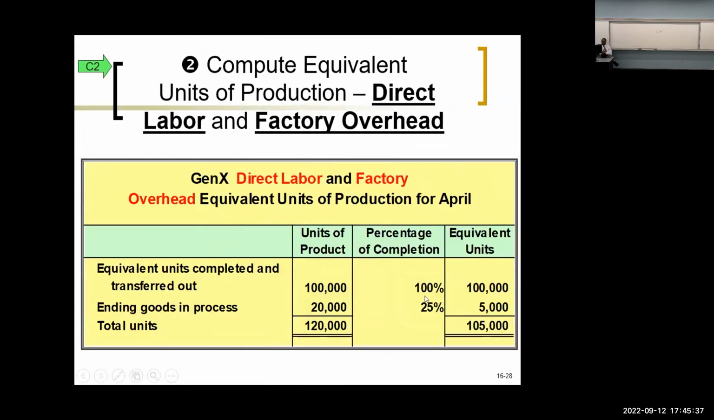So here it's going to be 100% for both. But when it comes to labor and overhead, remember everyone, whatever happens to labor is going to happen to overhead. Why? Because overhead is a function of direct labor. So if direct labor is only 25%, then overhead has to be 25%. As a result, we're only going to take 25% of 20,000 and we'll get 5,000 units. So we have 100% times 100,000. You got 100,000 for the completed and transferred out. But for ending inventory, we only have 5,000 units.